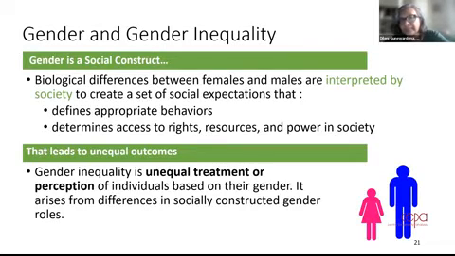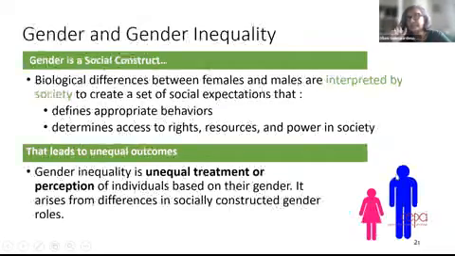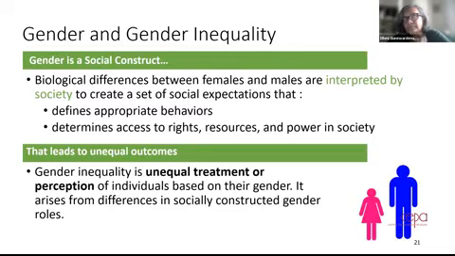So gender inequality is unequal treatment or perception of individuals based on their gender, and it arises from differences in socially constructed gender roles. I've used the pink and the blue, but now the blue is larger than the pink, to convey that this inequality is arising from the social aspect, right? It's the fact that gender is a social construct that leads to unequal outcomes. And I think maybe that is the core or crux of the gender lens, right? There's more, which I will cover in this section, but that would be the first point.